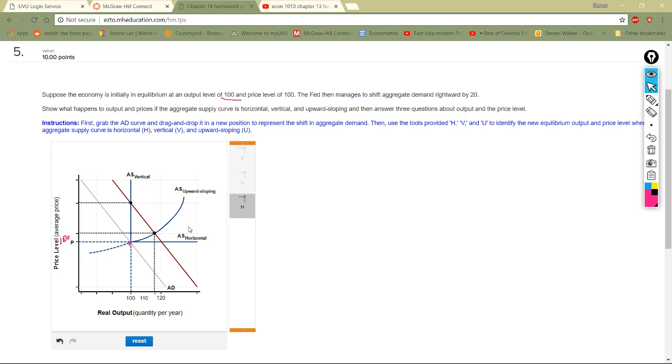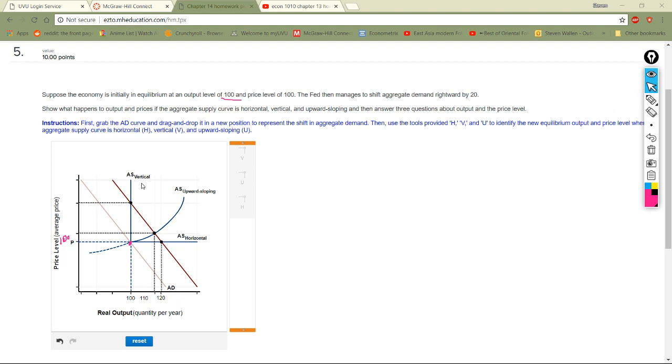And the horizontal's new equilibrium is here. Now, why are there all these different AS curves? It's theory they're going off of, okay? Basically, they're talking about based on what we think our economy is able to do and what constraints there are. One theory is a vertical AS curve, okay?